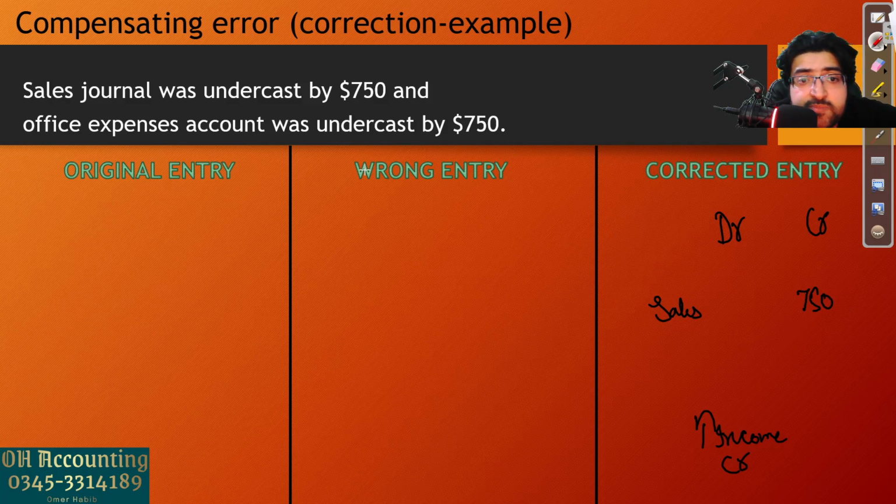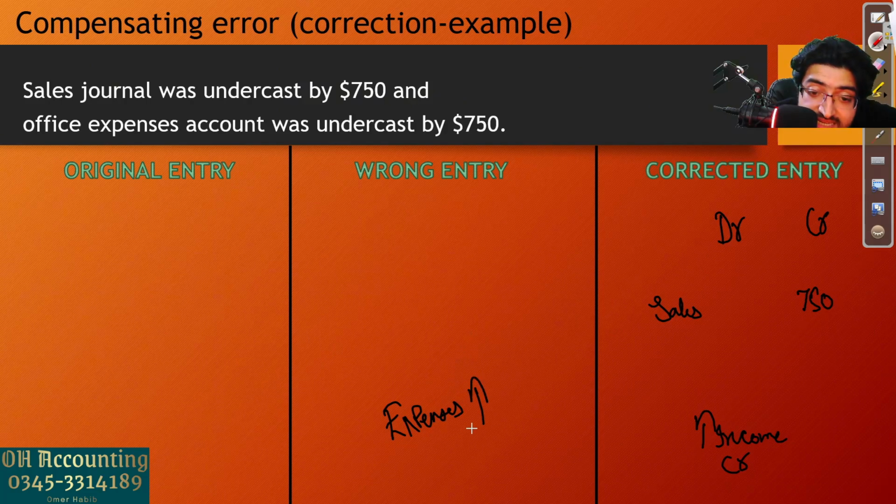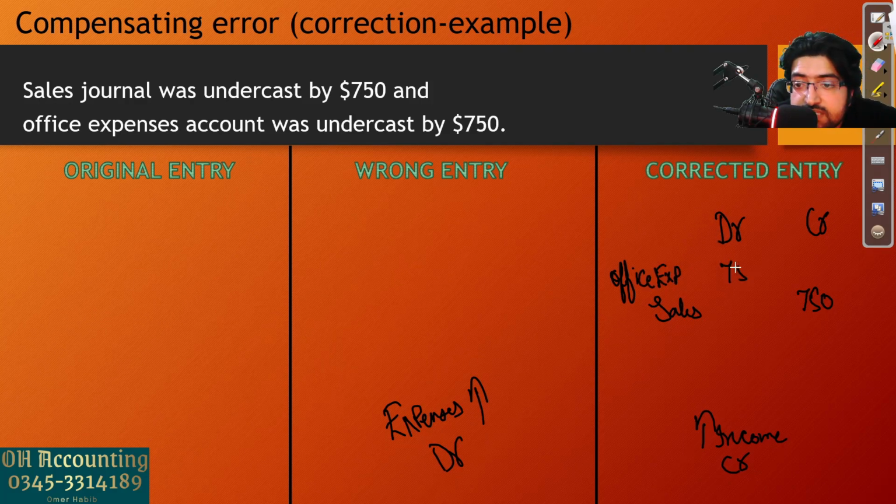And then office expense account was also undercast by 750, meaning you have to increase the office expense account by 750 more. Office expenses is an expense account. When expenses increase or are incurred, we record them on the debit side. Take a look at the rules of debit and credit. So office expense will get debited by 750.